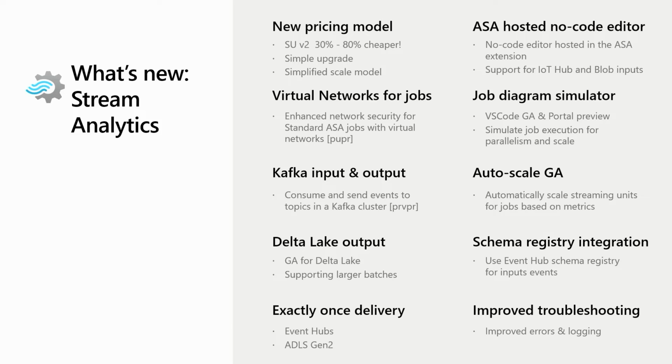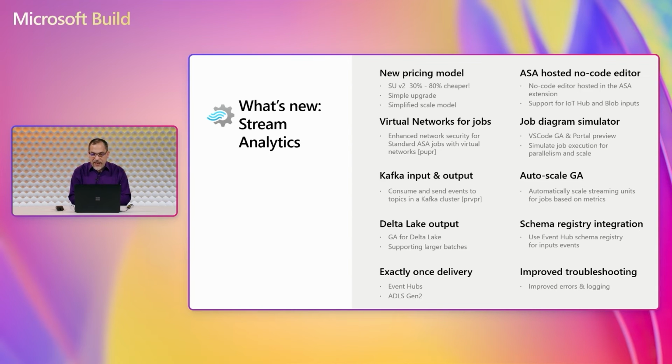We already talked about the hosted no-code editor that's in the ASA portal and the job diagram simulator. But we're also going to make generally available the auto-scale. So today, auto-scale allows you to automatically scale your streaming units for jobs based on metrics, and now we'll make that generally available.